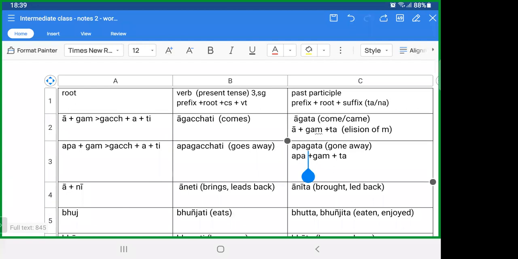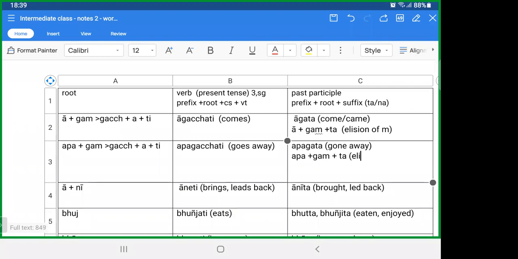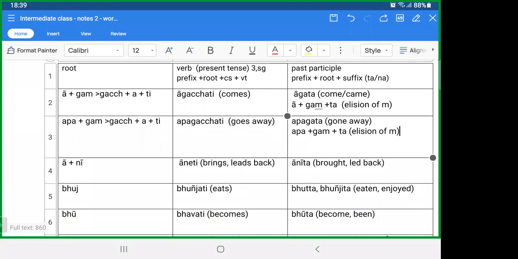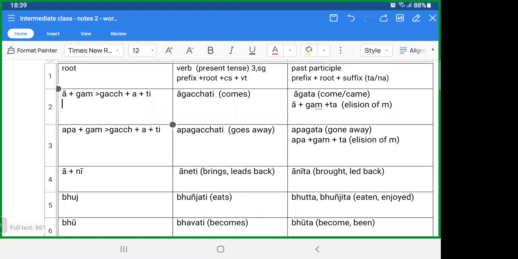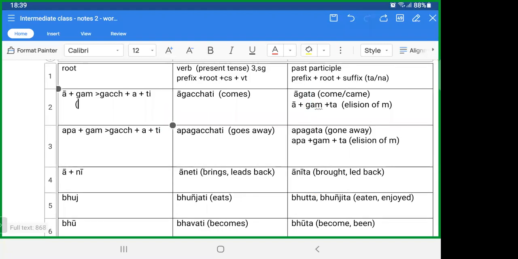So past tense, past participle, apa plus gam plus ta. All right. So also same deletion of m. All right. So then you got apagata. I think these two are not difficult for you. So apagachati, apagata, agachati, agata. All right. So in the root, you also need to write. Okay, you can write on the root. You can put the word to go. Right. So normally that's how we do. To go.